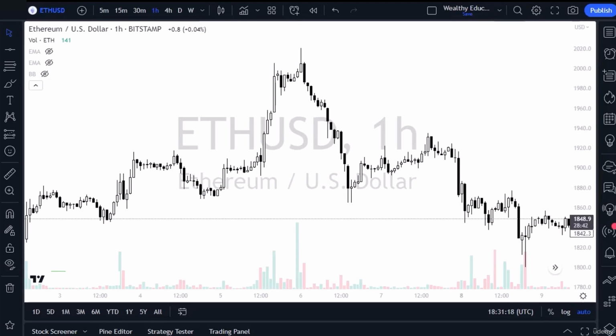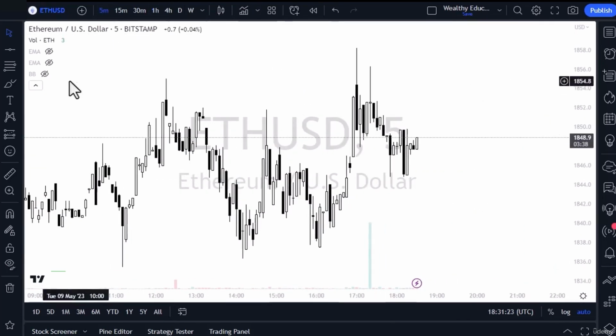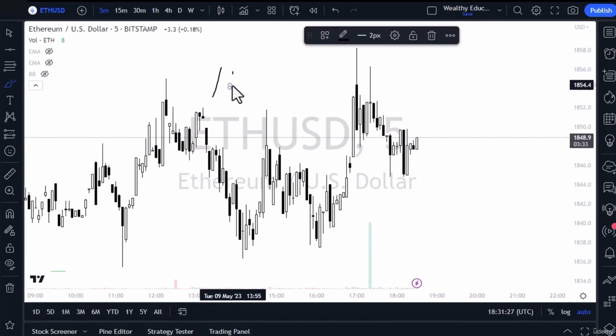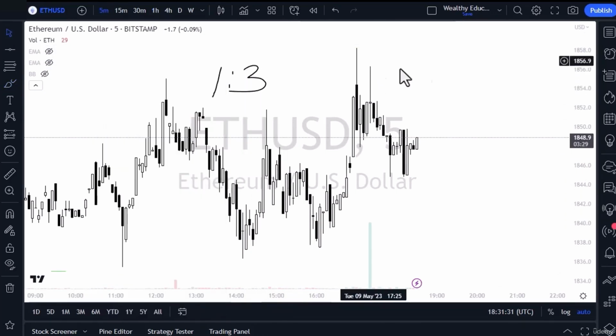First things first, risk to reward ratio. What is it? Well, risk to reward ratio is sometimes written like this. So what that means is you're risking 1 to gain 3. So let's say you're risking $100, you're trying to get 300.